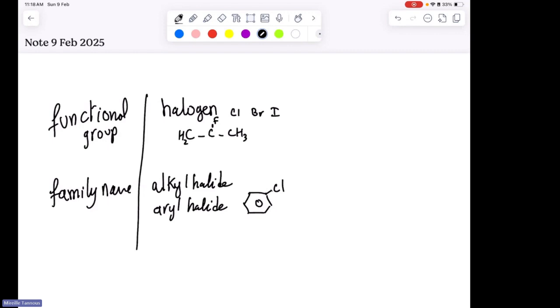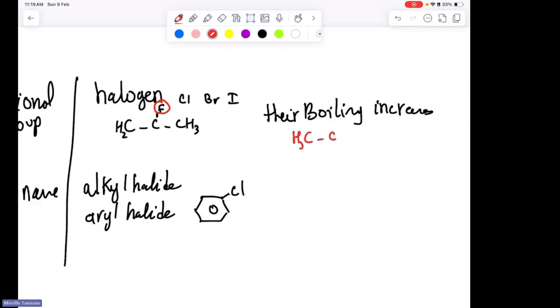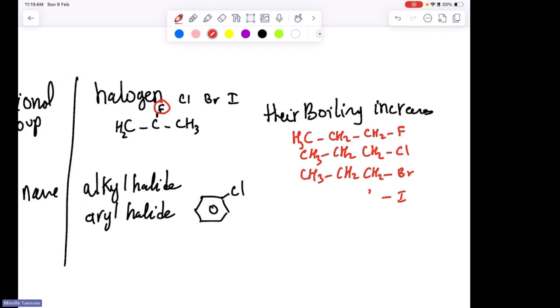For alkyl halide and aryl halide, we learned that their boiling point increases when we change this atom to Cl, Br, or I. For example, if I have a compound CH3CH2CH2F, and I'm comparing it to Cl, Br, or I on the same chain, the boiling point increases because the polarity increases with the increased number of electrons. Here you need to know that as I go down the periodic table, the amount of electrons increases. So it makes the molecule more polar, and more energy is needed to break the bonds and change it from liquid to gas.